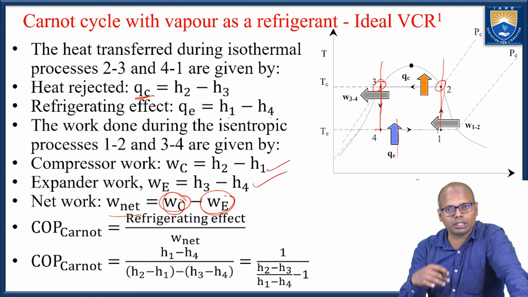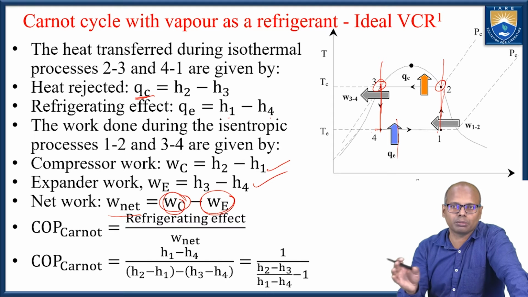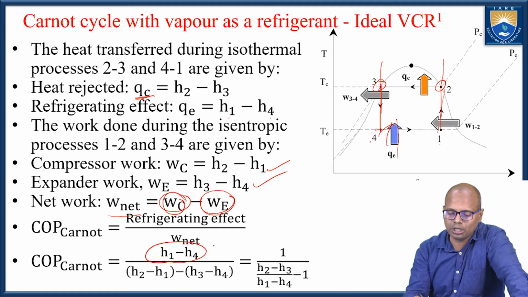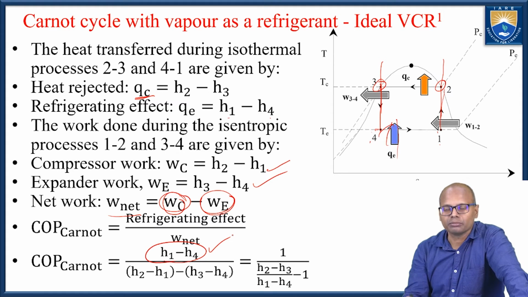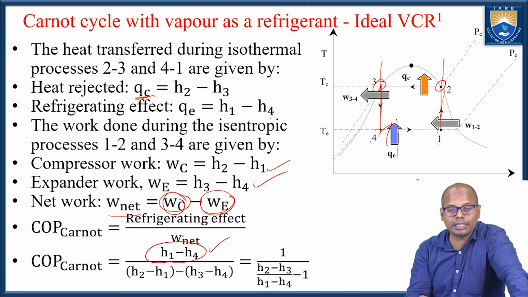Since here the compressor work is more than the expander work, we have to supply more work here. So if that is the case, what is happening here is H1 minus H4. This is the refrigeration effect. The amount of heat absorbed in the evaporator is H1 minus H4. So that is the refrigeration effect. Now the denominator is the net work, that is equal to H2 minus H1, the amount of work given in the compressor, minus H3 minus H4, the amount of work developed in the turbine. So that is the case.